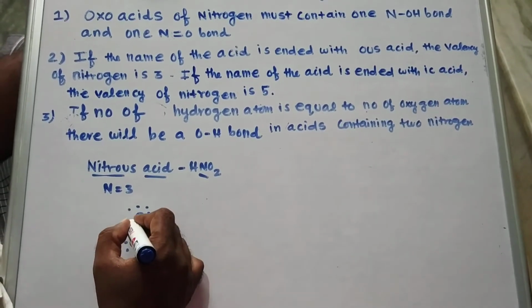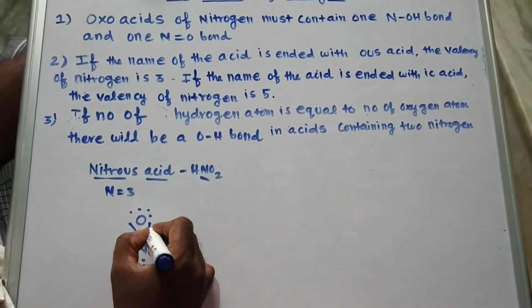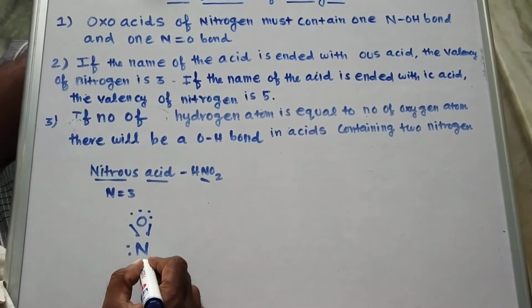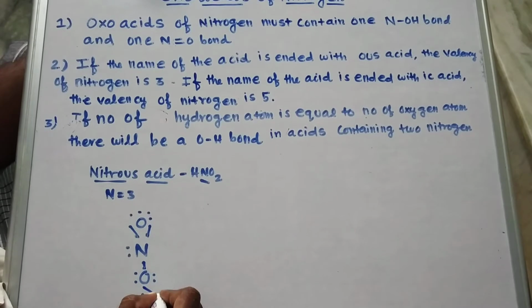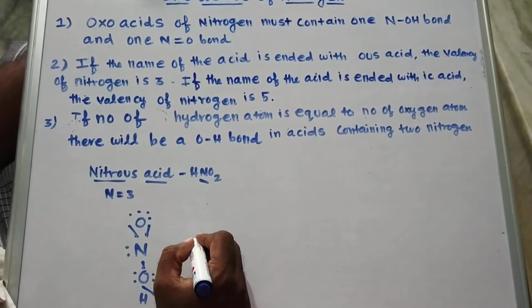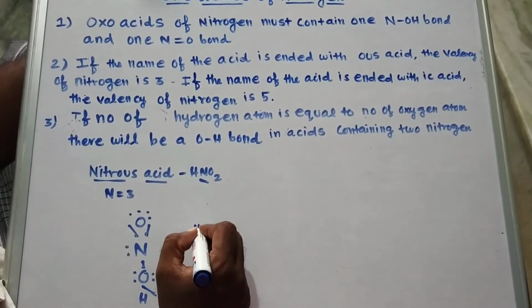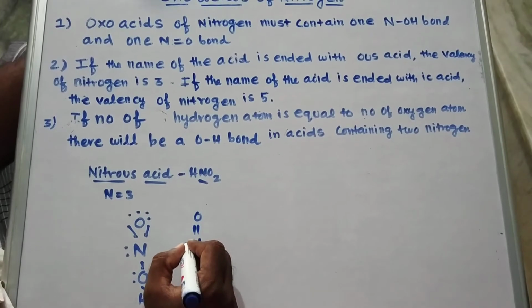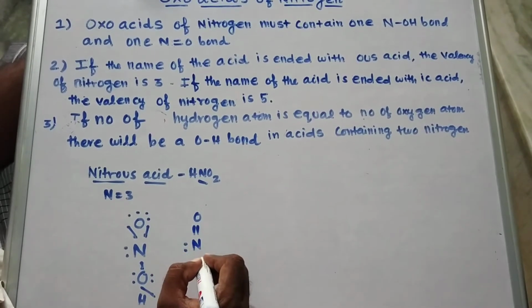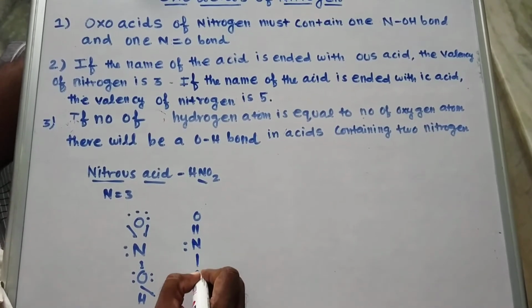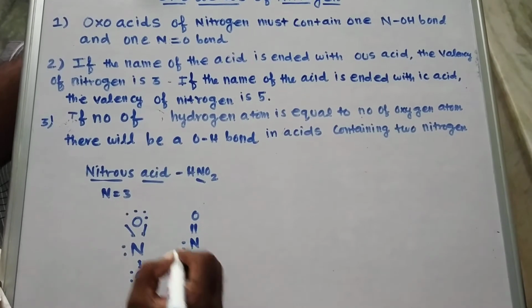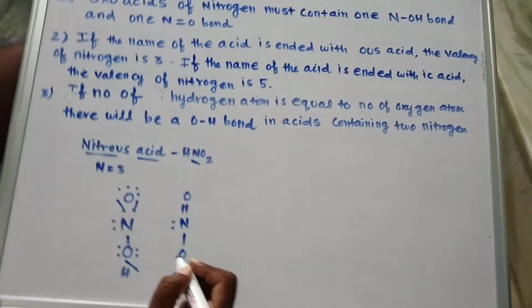Then join the bonds. Then we are going to get a single bond, and it's equal to N double bond O. There is one lone pair of electrons and there is an OH bond. So this is the structure of nitrous acid.